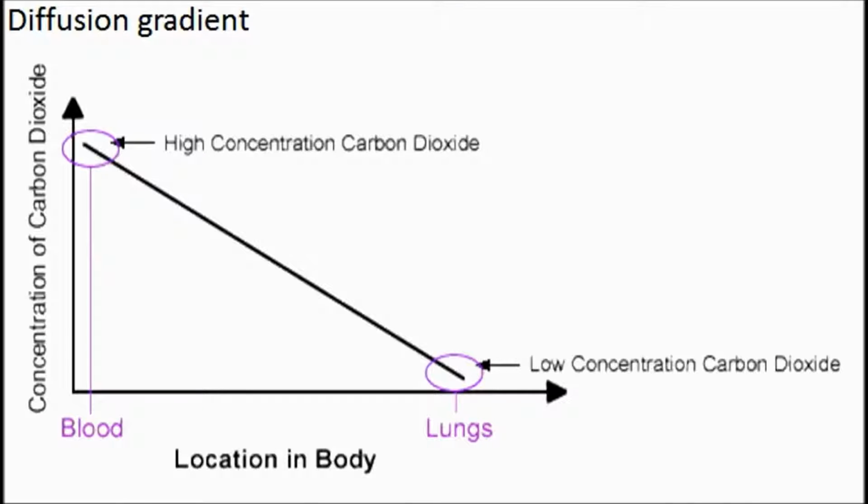Now, it's important you understand the idea of a diffusion gradient. In diffusion, substances, as we said, move from a high concentration to a low concentration. So substances are moving down this concentration gradient, and this gradient has to exist for diffusion to take place. So we've got high CO2 concentration here. This is the blood that's just been around our body. Low CO2 concentration here. This is the inside of an alveolus. And carbon dioxide will move down this diffusion gradient. And the bigger the difference between here and here, the higher the diffusion gradient, the faster diffusion will take place.